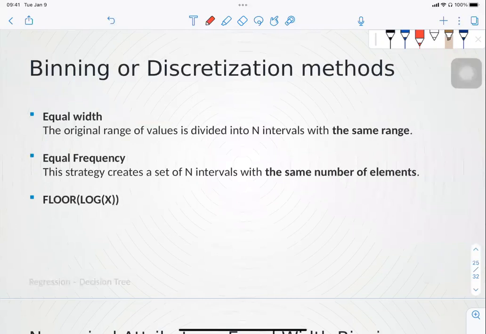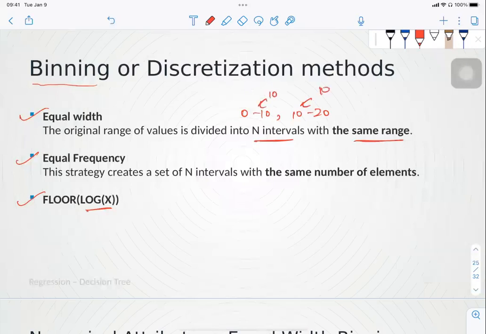Moving ahead, we have another criterion in decision tree, that is binning or discretization methods. It is basically nothing but we divide the data into equal widths or into equal frequency, or we just take the floor function of log of x. So what is equal width? The original range of values is divided into n intervals. So basically it would be 0 to 10, 10 to 20, with the same range. As you can see, the range is the same, it is 10 and 10. Or with equal frequency: this strategy creates a set of n intervals with the same number of elements.